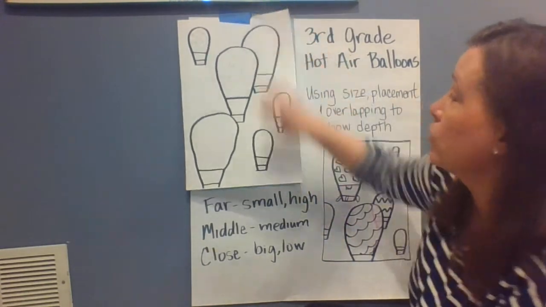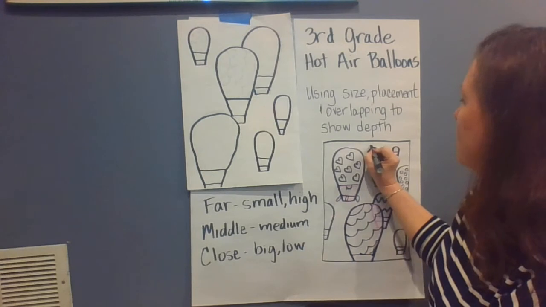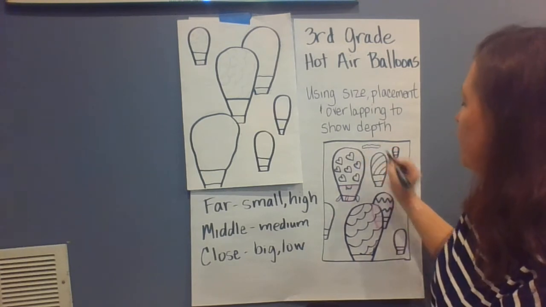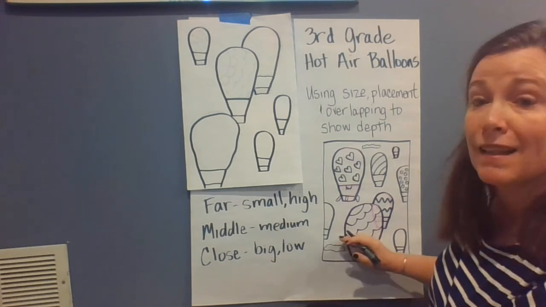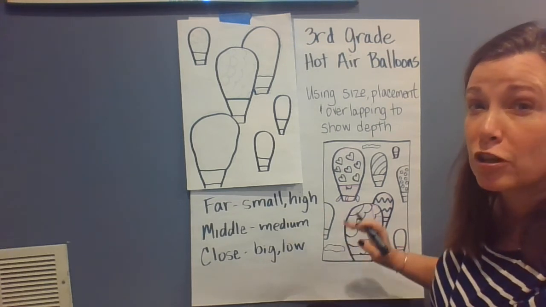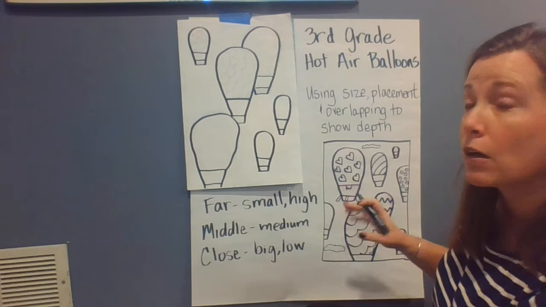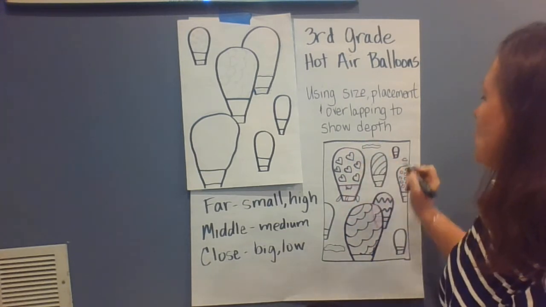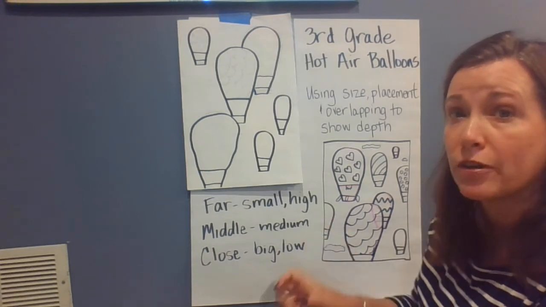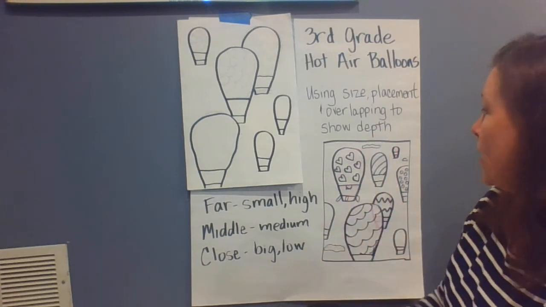Now, if you want to also, you could add some clouds if it's a cloudy sort of day. Again, probably those clouds that are lower on the page and closer to the viewer are going to be bigger than the clouds that are further away. If you make them smaller or higher on the page, they're going to look like they are farther away.